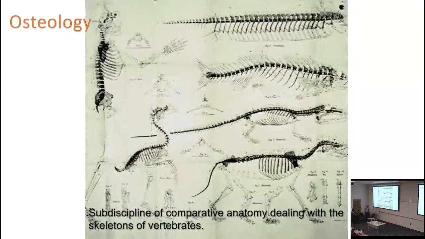Now, there is a specific subdiscipline within comparative anatomy that's called osteology, and that's the field that deals with the skeletons of vertebrates. And of course, since we're dealing with fossil dinosaurs, this is the main part of anatomy we need to know, osteology, because that's what gets preserved. So literally the study of bones, osteon, or osteos, bone. So bone studies.